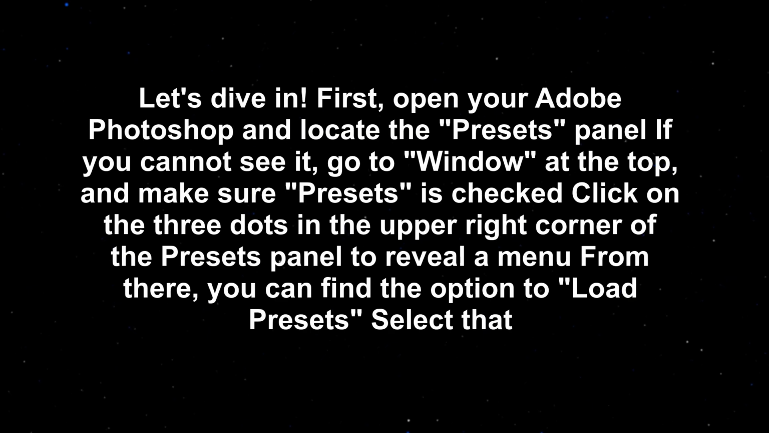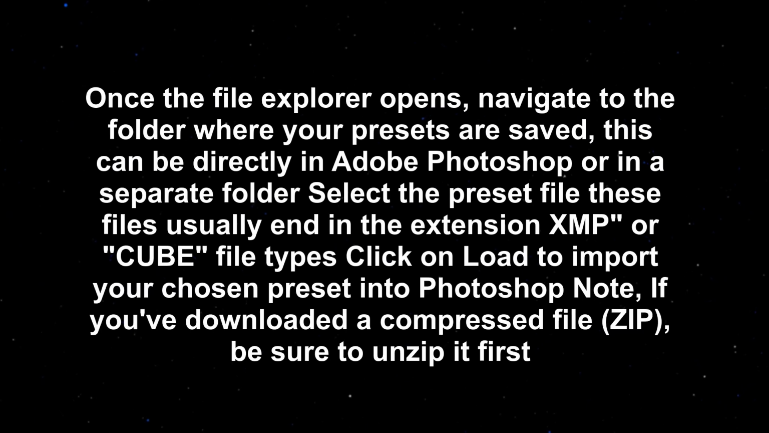If you cannot see it, go to Window at the top and make sure Presets is checked. Click on the three dots in the upper right corner of the Presets panel to reveal a menu. From there, you can find the option to load presets. Select that. Once the File Explorer opens, navigate to the folder where your presets are saved.